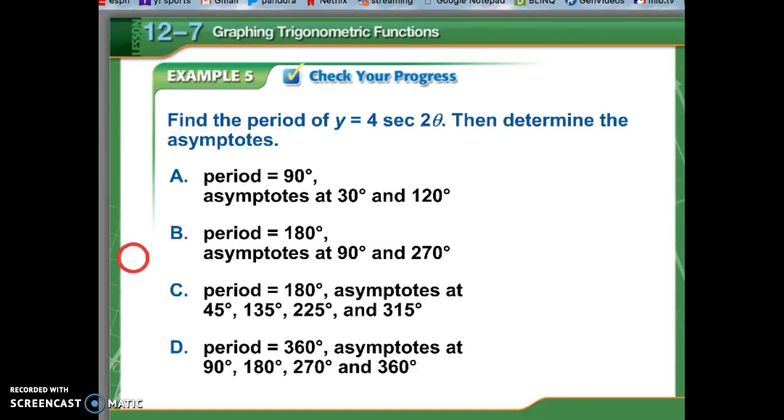Okay, our answer for this one is C. The period is 180 degrees. This 2 right here, basically you take 360 and you divide it by the 2. That's how you get your period. And then your asymptotes would just be wherever the zeros are for a cosine graph. Okay, that brings us to the end of Unit 4, Lesson 7.